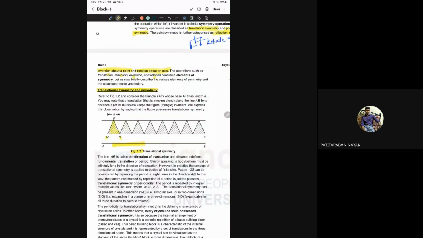So what exactly is it telling you? You may note that a translation along the line AB by a distance A or its multiple keeps the triangle invariant. It looks the same. We express this observation by saying that the figure possesses translational symmetry.